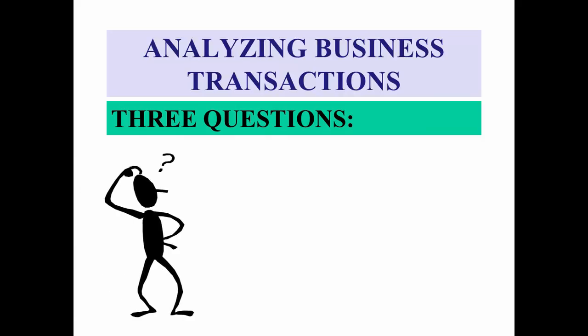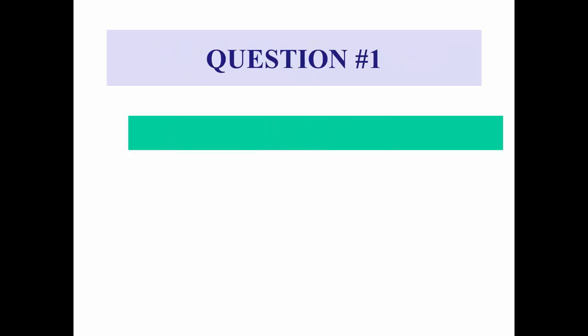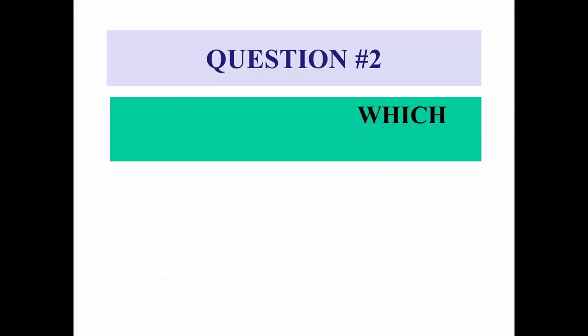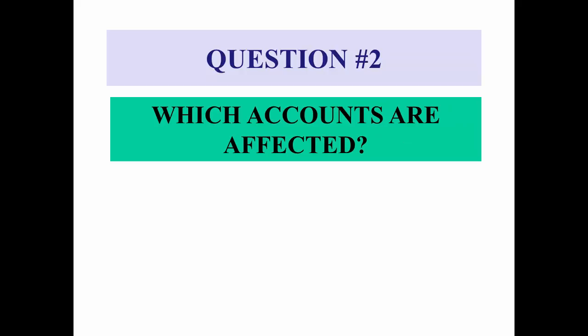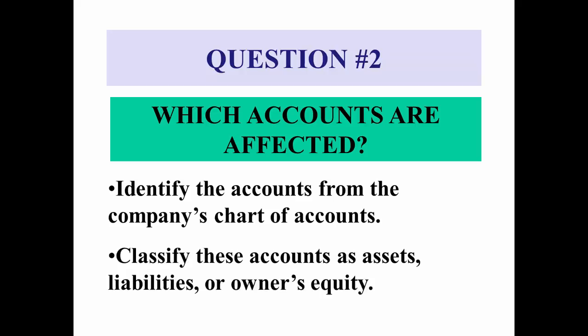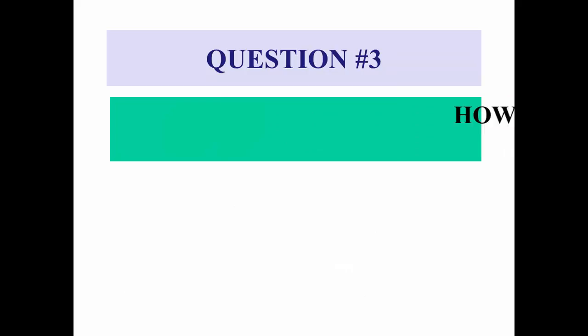We have 3 questions. What happened? And again, this is what happened today, not what's happening in the future, not what happened in the past. What are we giving up? And what are we receiving today? Then we're going to take a look at which accounts go with those things that happened. And we're going to use the chart of accounts to be able to answer question number 2. Then we have to classify these accounts as whether they're assets, liabilities, or owner's equity.